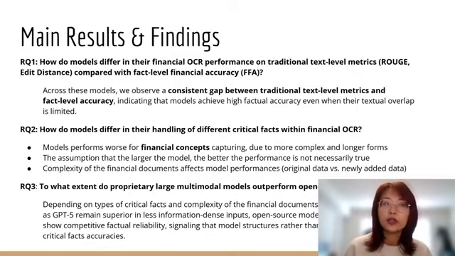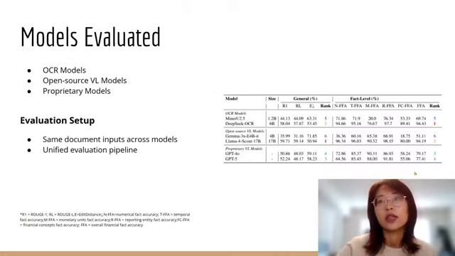So that ties back to our last research question: to what extent do the proprietary large language models outperform the open source large language models? The observation here is that those proprietary models do not necessarily outperform those open source models. And notably, DeepSeek OCR achieves the highest fact level accuracy among all the models.